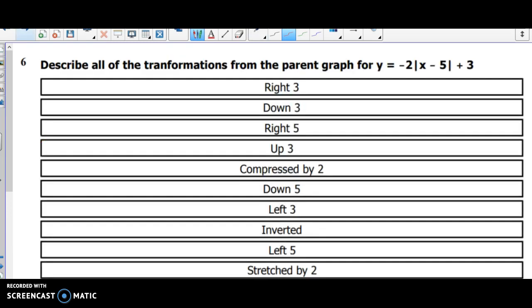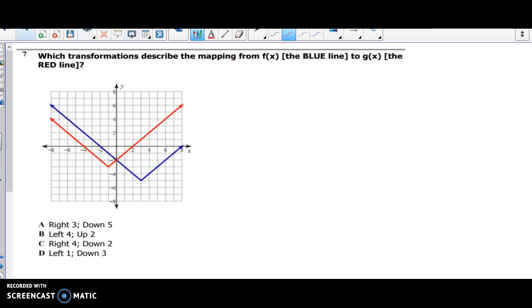Next one, describe all of the transformations from the parent graph for this. So first thing, we went inverted, yes, because we have a negative. Then we were stretched by 2, so that looks good. We went to the right 5, and here we went up 3. Looking at all the parts of our inequality.